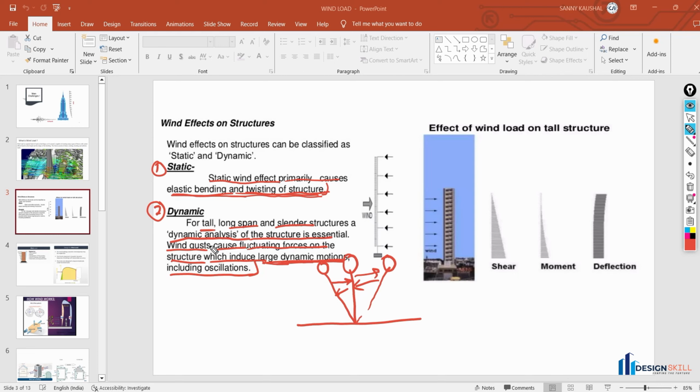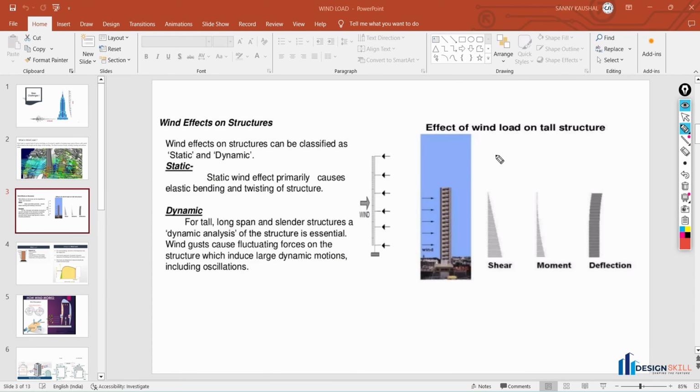And for that type of structures we are going to perform a gust factor analysis, or we can say a dynamic analysis, for that building. It is very interesting to see how we can perform a gust factor analysis, or dynamic analysis, on the building. So we will perform the static analysis and the dynamic analysis, and we will see what the major difference is between the two analyses which we are going to perform on our structures.